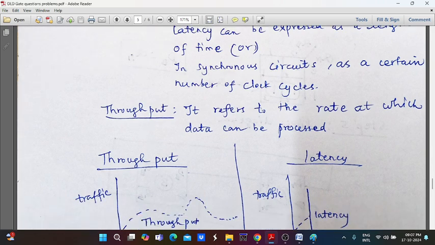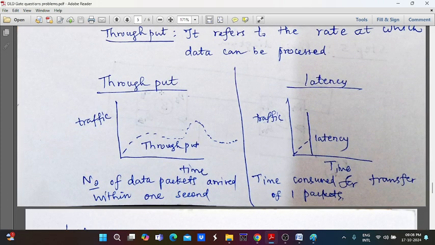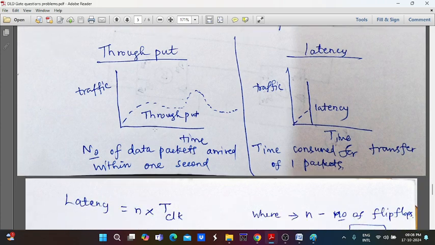Similarly, throughput is the rate at which data can be processed. So how much data can be processed in a particular time period or a particular second? That refers to throughput. In a diagrammatic representation, we can differentiate throughput and latency here. On the x-axis, we take time and on the y-axis, we take traffic. So this is a throughput representation in graphical form. The number of data packets arrived within 1 second. So for 1 second, how many packets of data have arrived?